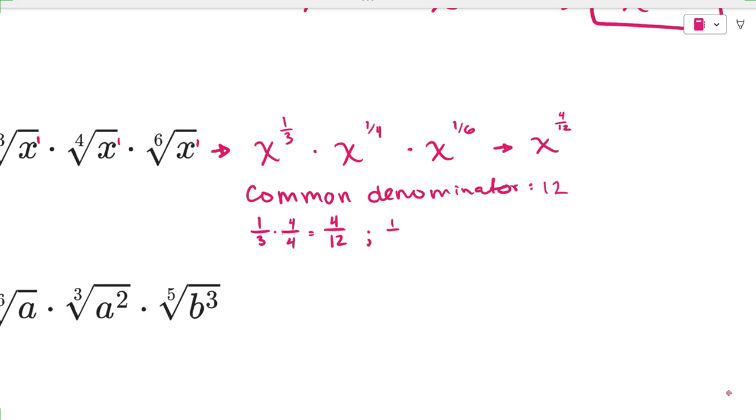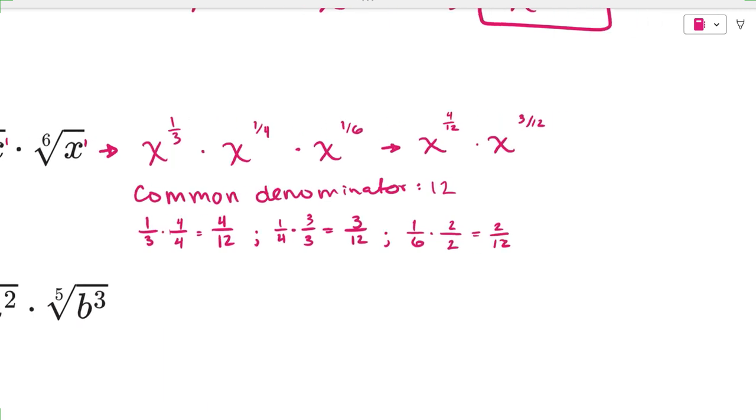So our second term here, 1/4. Again, to make that a common denominator of 12, I need to multiply 4 by 3. So I do 3 over 3. So 3 over 12. So x to the 3 over 12. And then lastly, 1/6. Well, to get 6 to become a 12, I need to multiply 6 by 2. So I have to multiply by 2 over 2. So 2 over 12. So we now have a common denominator, which is excellent.